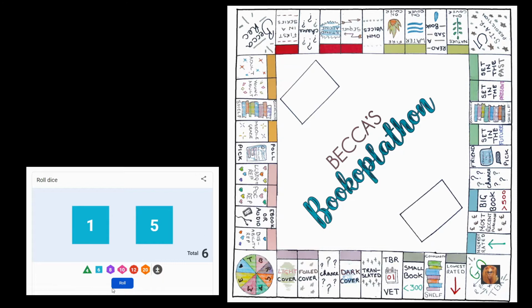So the first roll is going to be 11. 11 is disability rep. As you just saw, I rolled disability rep for the first prompt. And for that, I plan to read Fried Green Tomatoes at the Whistle Stop Cafe by Fannie Flagg.